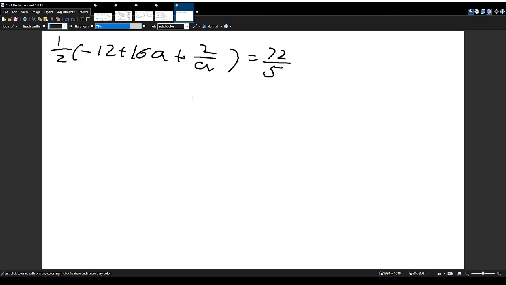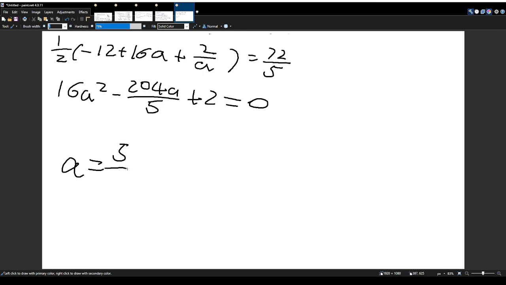Okay, so now just some algebra to solve for a. Simplify this, you get 6. I'm gonna skip some steps. 16a squared minus 2 over 4, a over 5, 204a over 5 plus 2 is equal to 0, right? If you simplify this and use the quadratic formula, you should get a is equal to 5 over 2 or 1 over 20, right?